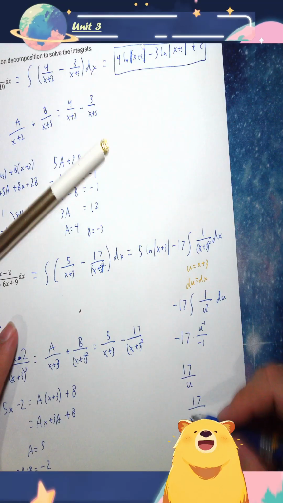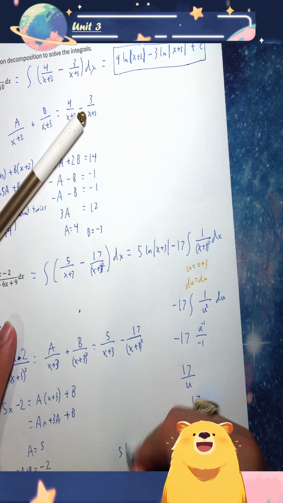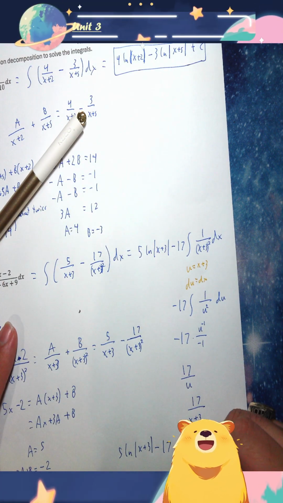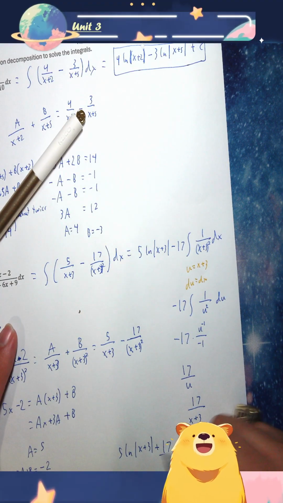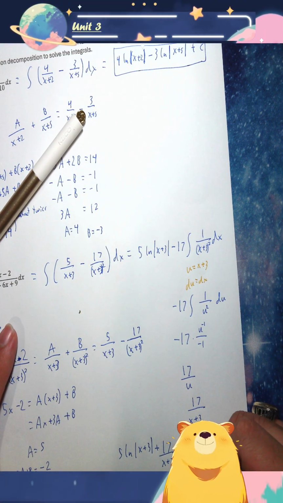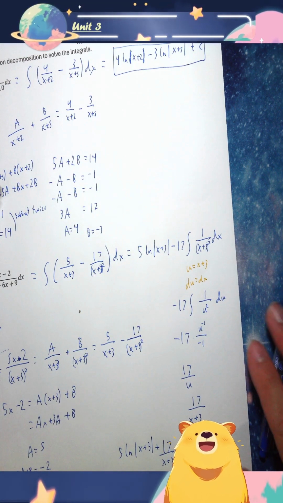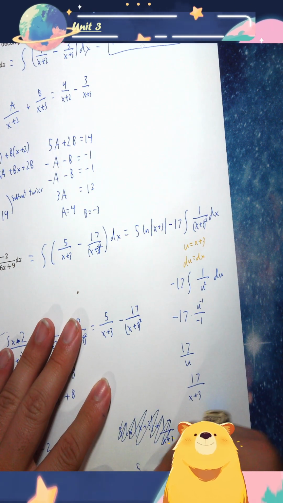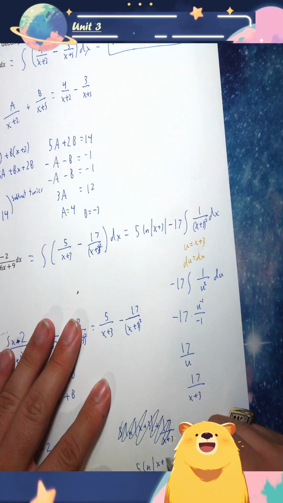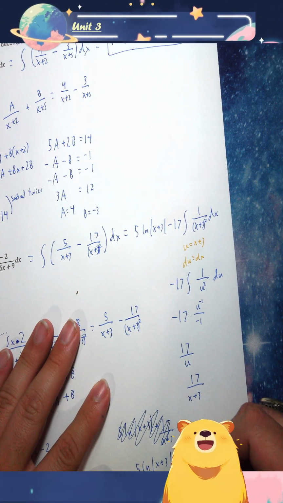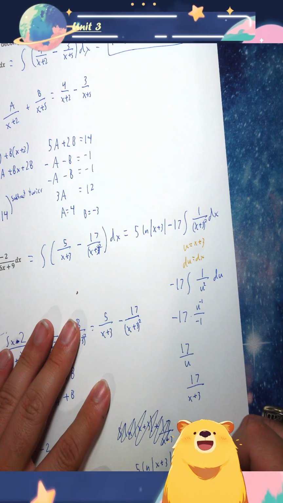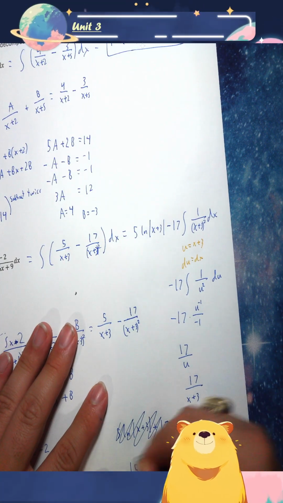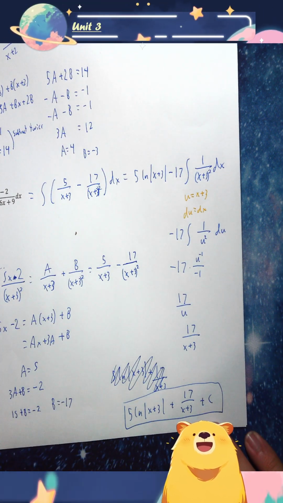Then we can write the full answer, which is 5 ln x plus 3 minus 17. No, I'm sorry, plus 17 over x plus 3. Hold on, I wrote that in a really ugly format. Here, I'm just going to scratch this all out. 5 ln of x plus 3 plus 17 over x plus 3, and then plus C. It's going to be our final answer.